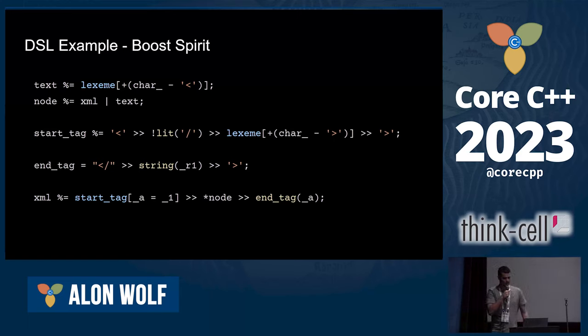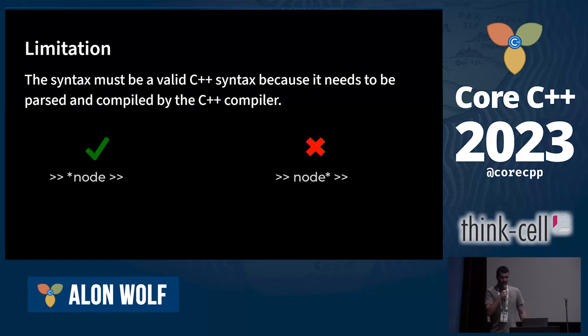Here we have an example of a DSL from the Boost Spirit library, which is a library for writing runtime parsers. This example code is part of an implementation of an XML parser. As you can see, we can make C++ look almost like a completely different language. But there are still limitations. The syntax must be valid C++ syntax because it needs to be compiled by the compiler. For example, if we look at part of the code from the previous slide, we can write star node, but if we wanted to write node star, we would get a compilation error that says that the unary star operator must be on the left side of the expression.